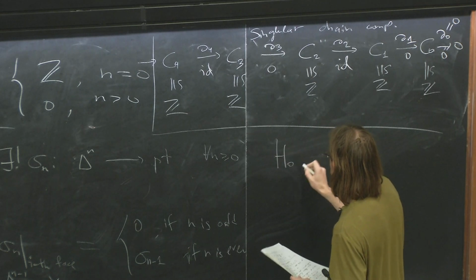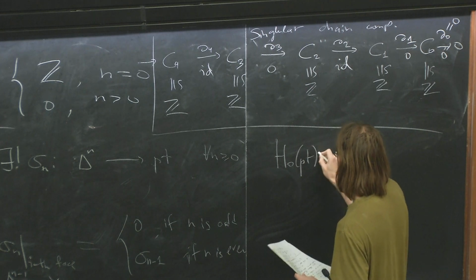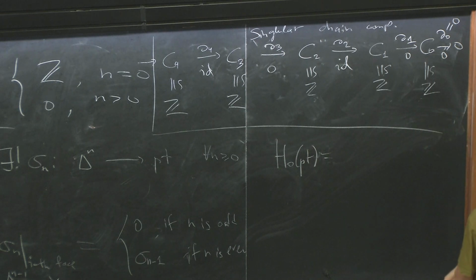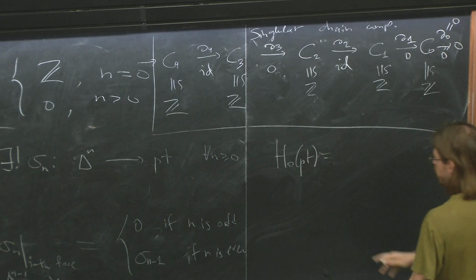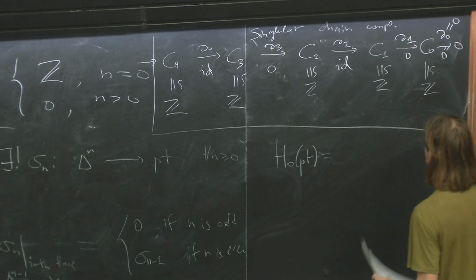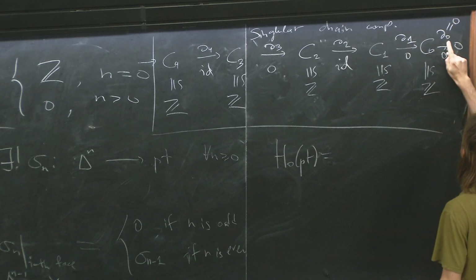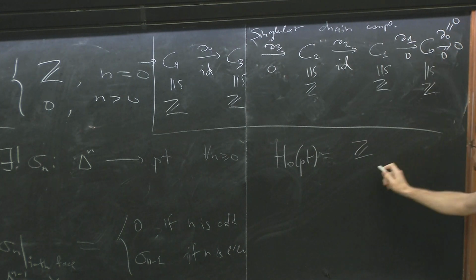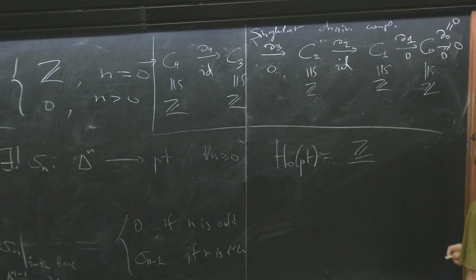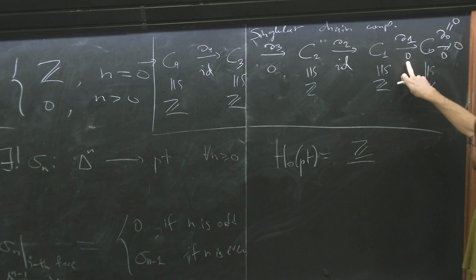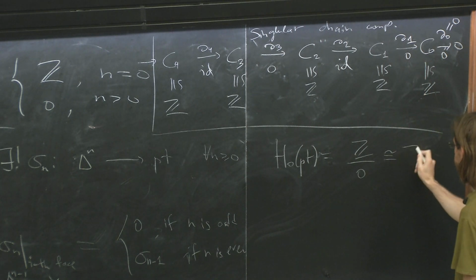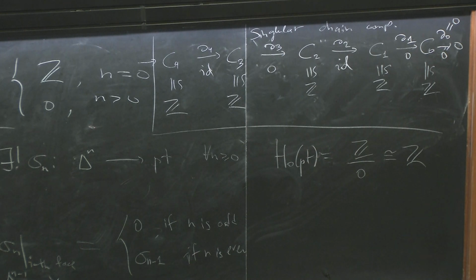Okay, so what about H0 of a point? Just to check that we are in agreement with what we showed about H0 in general. Here, this is the kernel of D0, which is the whole space Z, divided by the image of D1, which is a trivial subgroup. This is Z. Okay, this is in agreement because a point has one path connected component.